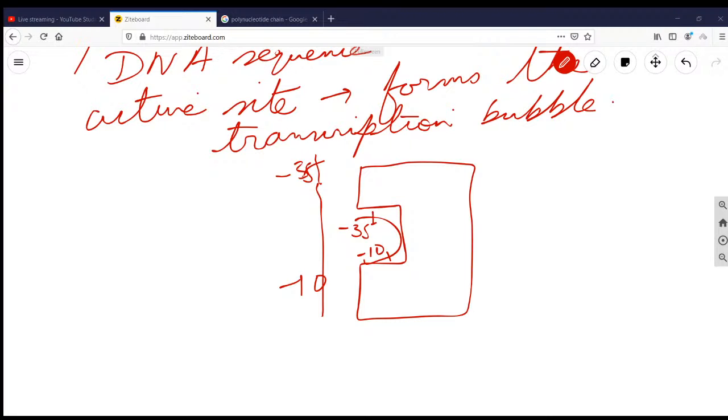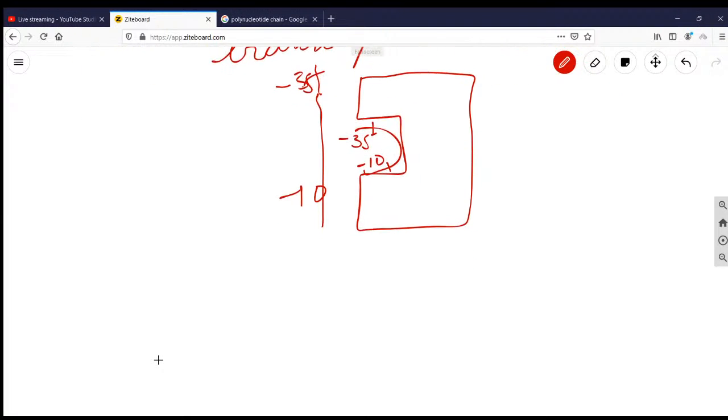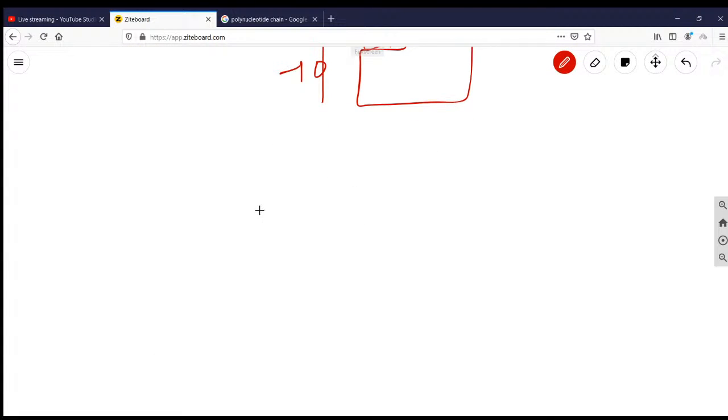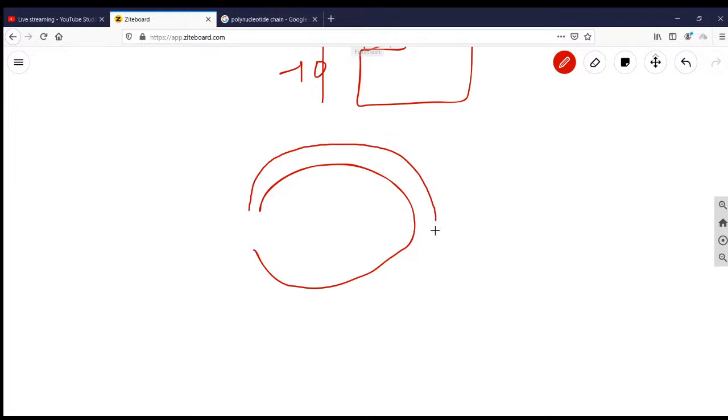Now after that, the enzyme will also undergo conformational change. Suppose this is the enzyme. Okay. Now the enzyme will close its jaws like this around it. This is the active site, so the enzyme will close its jaws around it, and you have the promoter DNA inside. So I change the color.